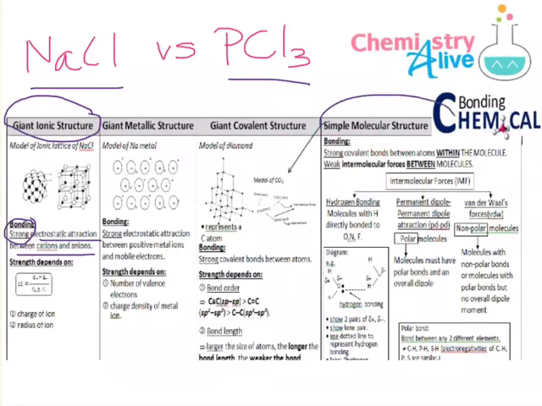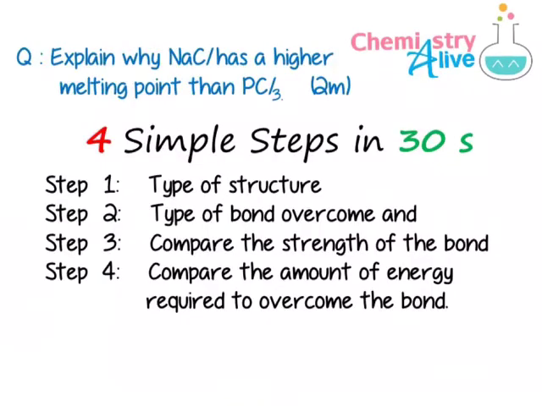So I'll circle this. Alright, so for the type of bond that is overcome during melting or boiling for phosphorus chloride, it is not the strong covalent bonds that are broken, but rather the weak intermolecular forces between the molecules. So after organizing our thought process, we realized that we can come up with 4 very simple steps that you can use to answer such melting point and boiling point questions in 30 seconds.